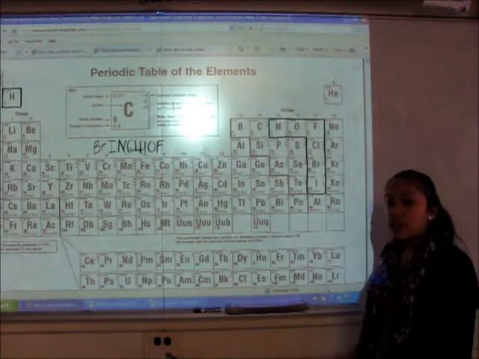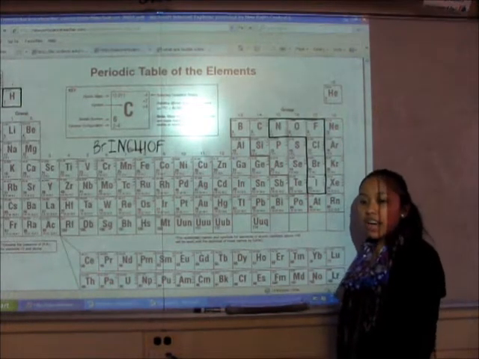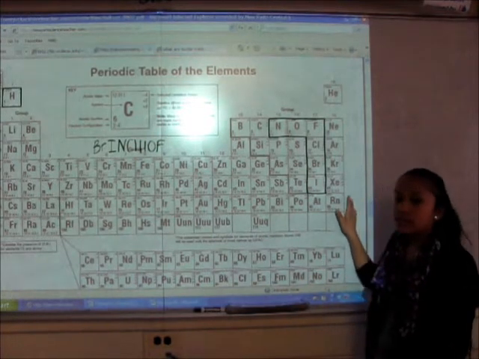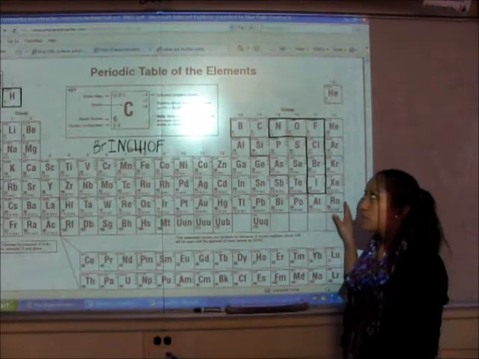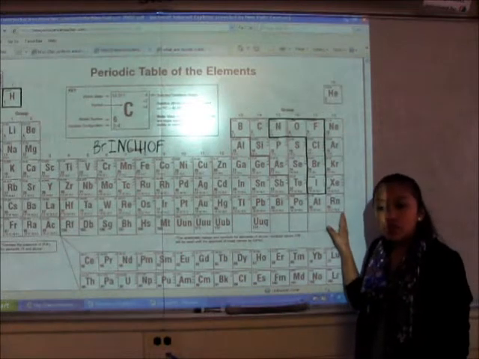Group 17 are the halogens. They are very reactive. These are the noble gases. They are unreactive and stable because they have 8 valence electrons.